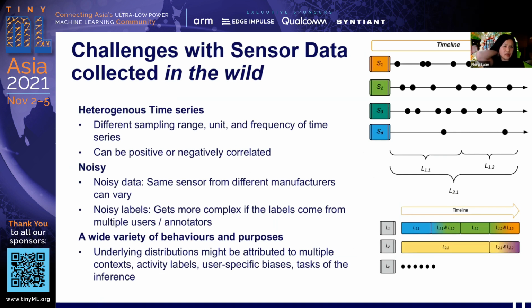The problem also with sensor data collected in the wild, if you're not the one who deployed the sensor, is that there are so many different manufacturers, different sampling ranges, units, frequencies of collection, and data being pushed to the cloud. The sensors may not be fully reliable. Some channels may be positively or negatively correlated.